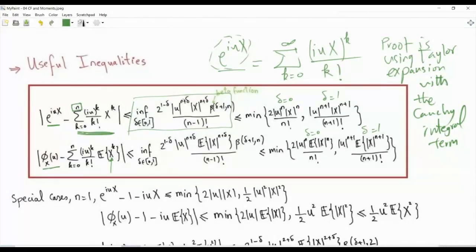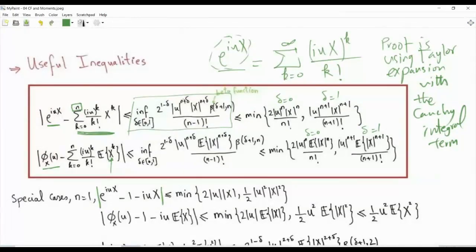So let's take a special case. Again, for us here, we don't care about the derivation of those inequalities, but we care about how to apply them. So let's take the special case. What if n is 1? What if n is equal to 1? Okay, so if n is 1, then basically, I think I should have a magnitude here.